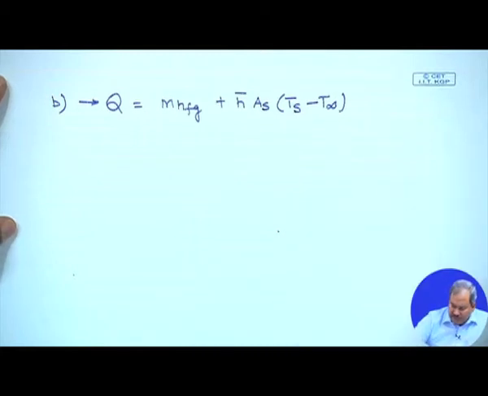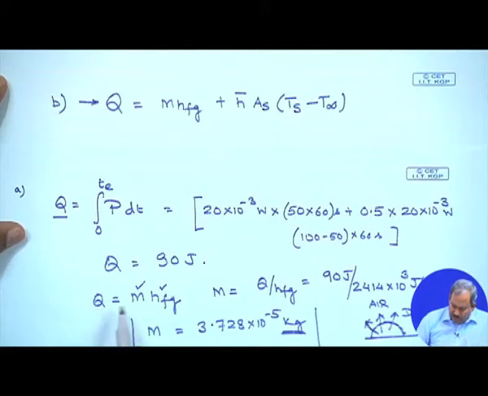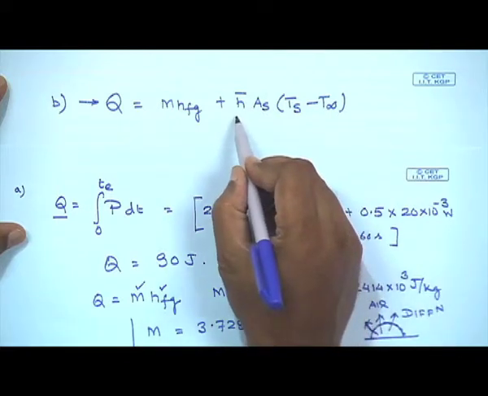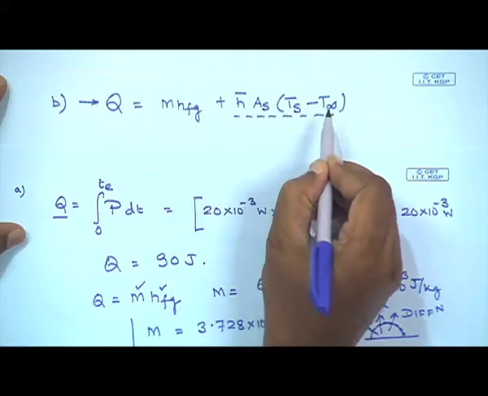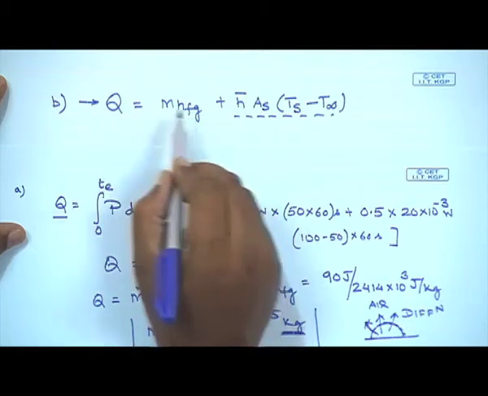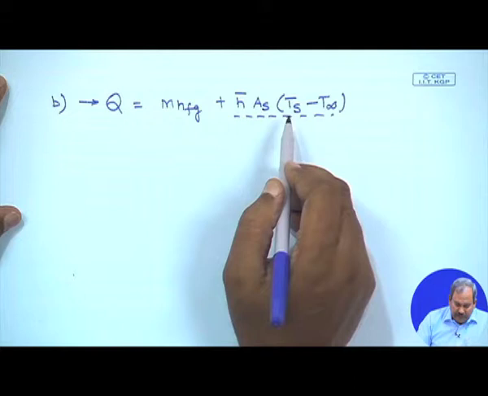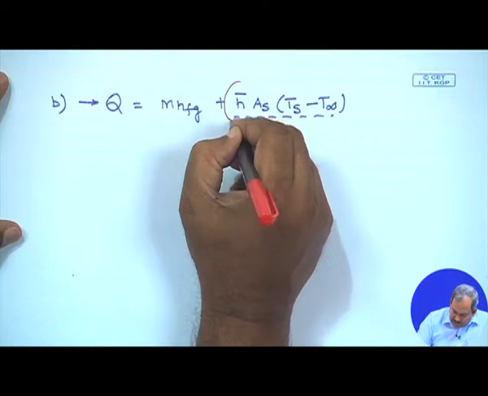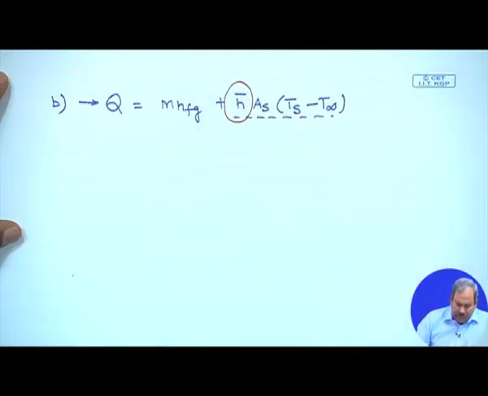What I have done previously is simply this: Q was equal to m HFG, and that was only when only evaporation was present and there was no convective heat transfer. So, in presence of convective heat transfer, this additional term must now be added to the evaporative heat transfer required in order to obtain the total amount of heat transfer. So, my Q is then the sum of these two. The question is, how do we get H? I do not know the value of H.